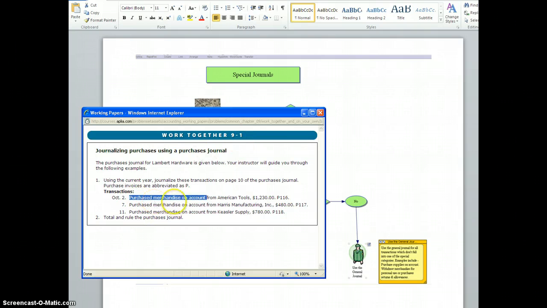And you're not going to debit the merchandise account. Don't ever do this. You are going to debit purchases. So we're going to look and see how that transaction looks.